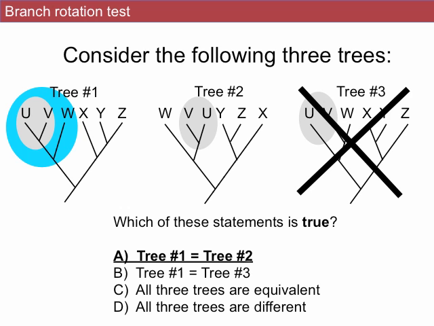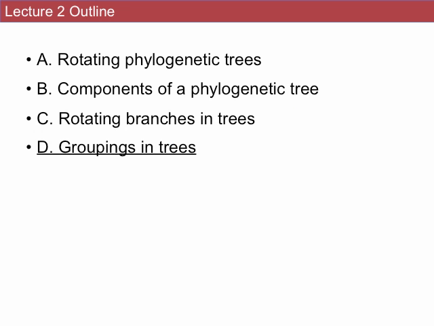They're grouped together. That's all that matters. On the other tree, on tree 3, U and V are not grouped together in the same way. V actually shares a most recent common ancestor with W to the exclusion of U. We can't draw a little circle around U and V in the same way we can for tree number 1 and tree number 2.